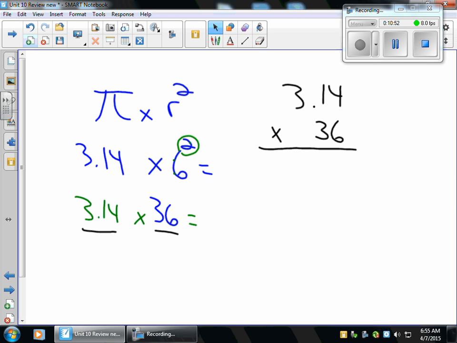Multiply it out. Switch colors again. 6 times 4 is 24. 6 times 1 is 6, plus 2 is 8. 6 times 3 is 18. Go ahead and erase this 2 up here so I don't get confused.